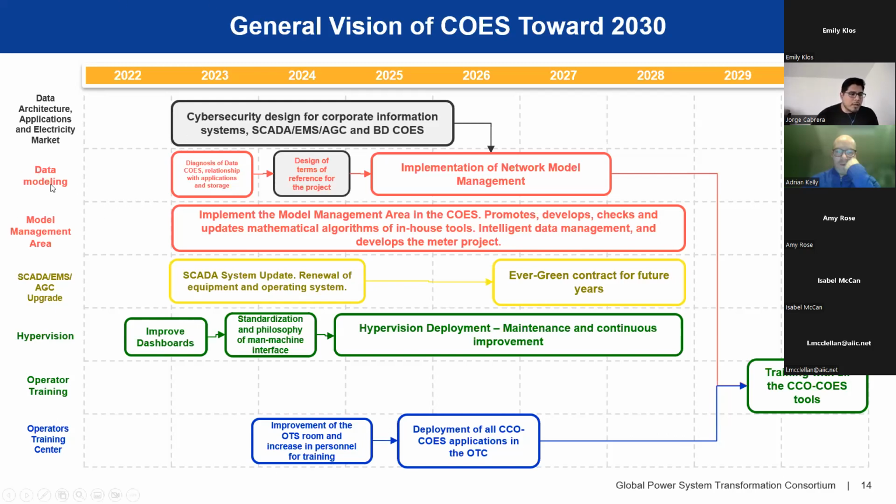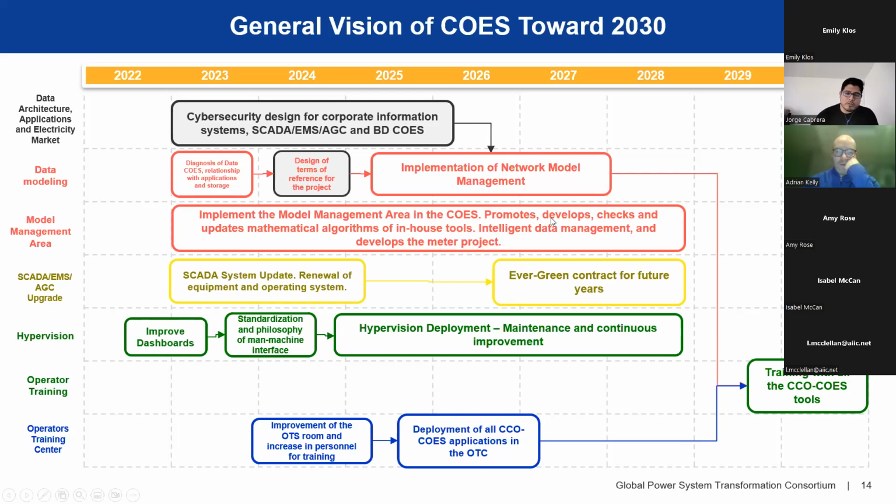In the red one, we have the data modeling. We have the diagnosis of our data, relationships with applications and storage. We have to implement the network model management. This is a vision for the future. We are doing our work to get this project done. And also, we have the model management area, which we have to implement in COES.